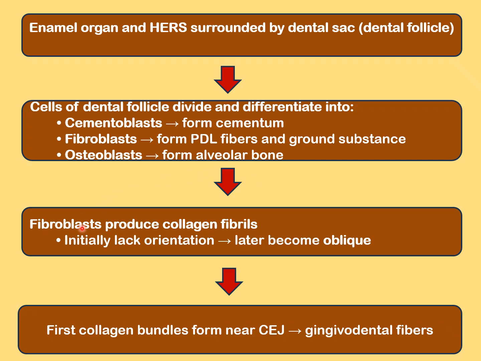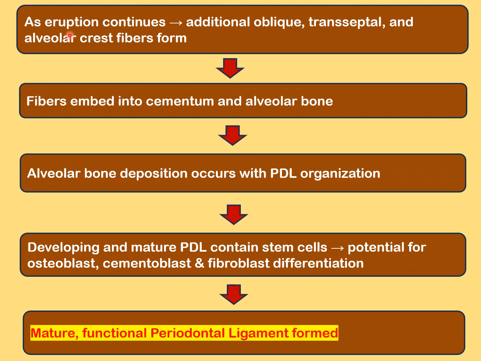So the fibroblasts start producing the collagen fibrils. Initially, these fibers are randomly oriented. Later, when the tooth starts erupting, they gradually become obliquely arranged. The first collagen bundles which form near the cemento-enamel junction are the gingivodental fibers. As tooth eruption continues, additional fiber groups start developing, which include the oblique, transseptal, and the alveolar crest fibers. These fibers get embedded into the cementum and alveolar bone.